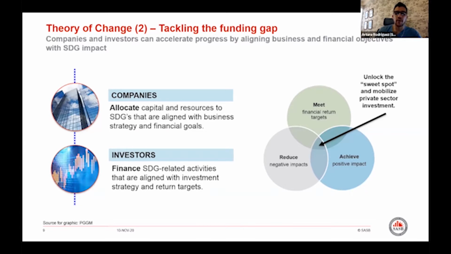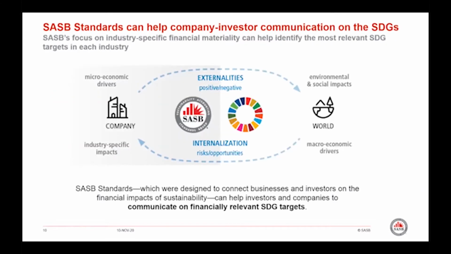The idea of unlocking the sweet spot to mobilize private sector investment is aligned with SASB's overarching goal of helping company investor communications. There are microeconomic drivers that create externalities with both positive and negative environmental and social impacts on the world and society. And that's the top arrow that you see in this slide here.